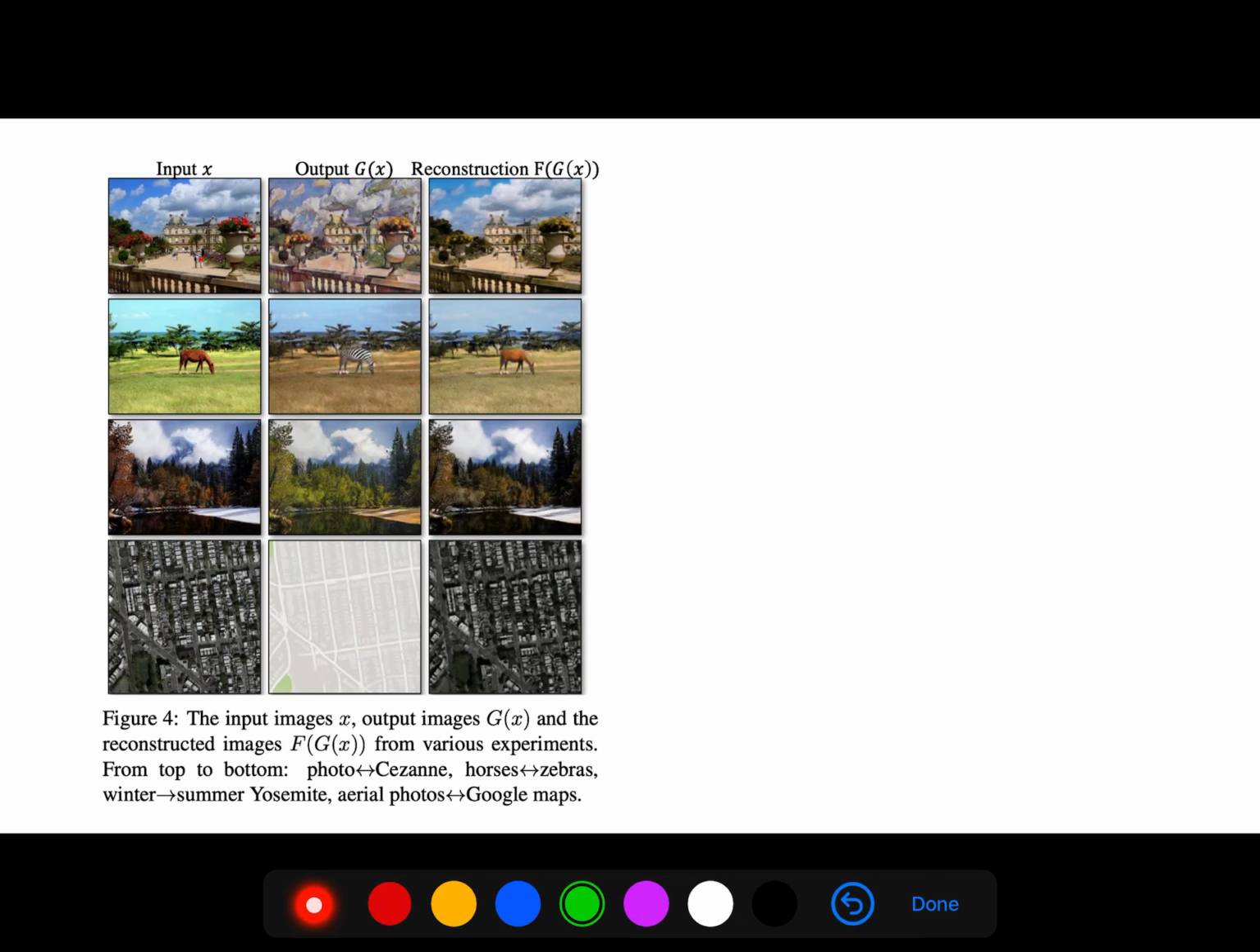You see the input images and the output images. So we go from this to this. Isn't it interesting? So we go from photos to Cézanne, who is a great painter. And then we go from horses to zebras, winter to summer. We can change it. And then if you do reconciliation, this is almost the same as the original one. Of course, it's a little bit different, but almost the same.